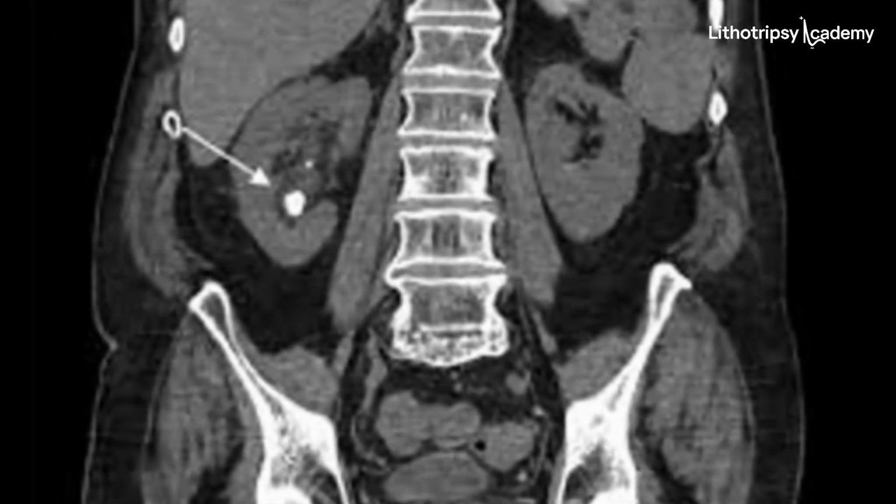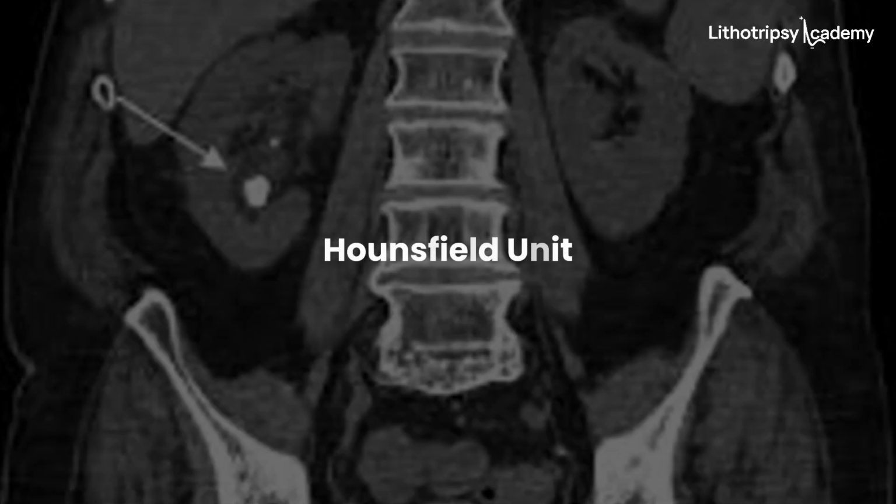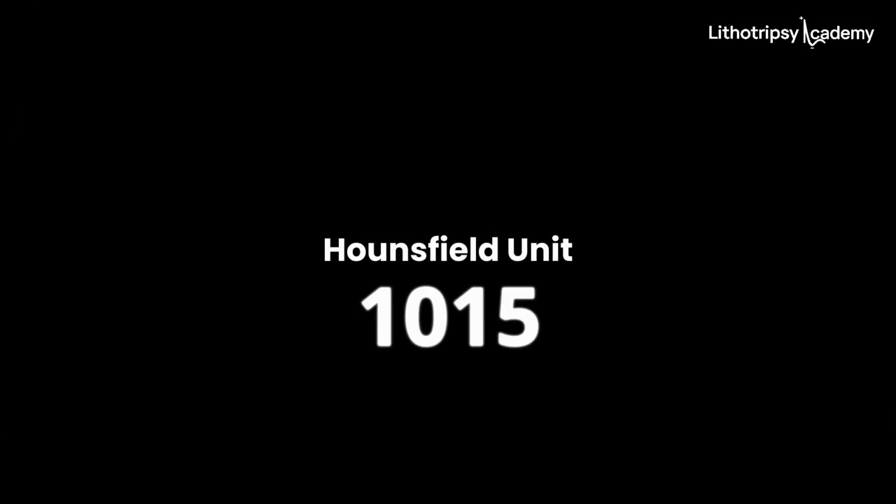When we look at a kidney stone on a CT scan, we often focus on a single number, the Hounsfield unit, but this only tells us the average density of the stone. It does not tell us what is happening inside it. This is where the concept of the heterogeneity stone index becomes important. Instead of looking at one average value, it looks at how much the density varies inside the stone.